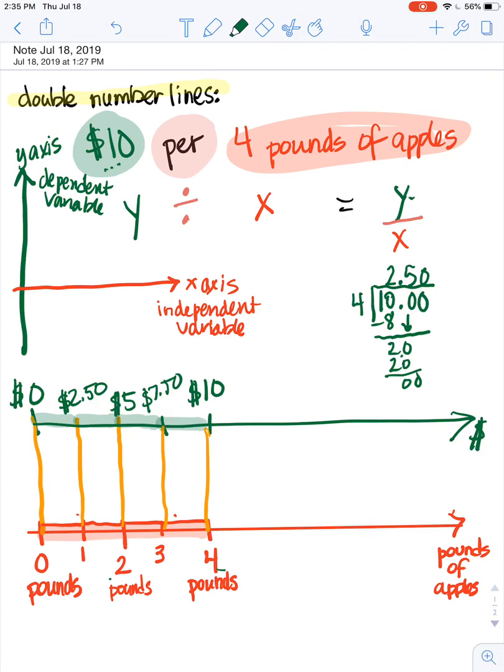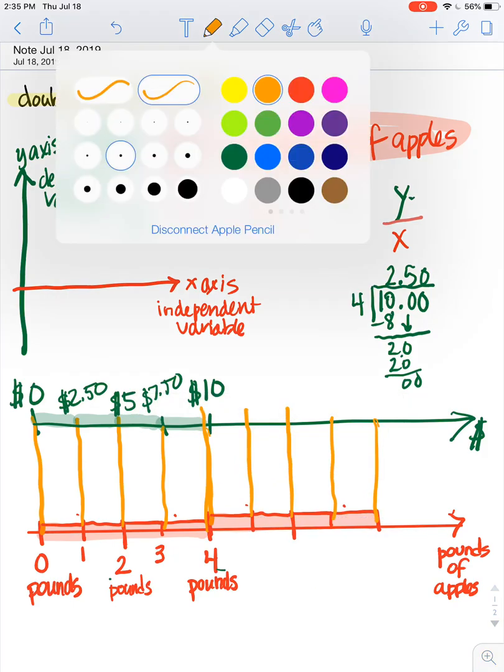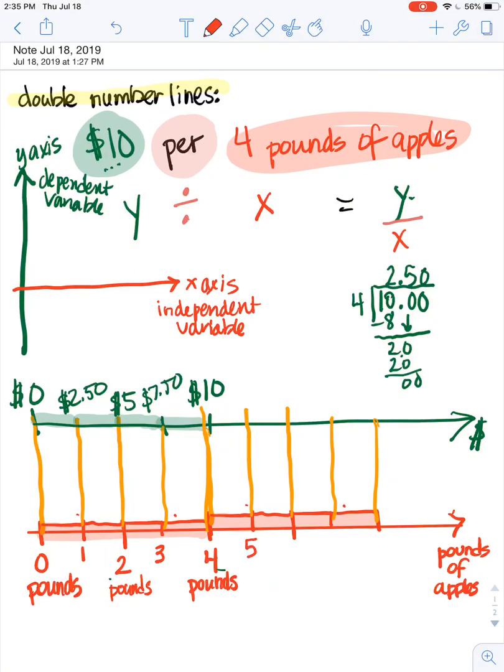What's really cool about this is you can just copy this and create a whole new section. I can bring this whole new section right here. It's exactly the same, and it just keeps going on. So 4 is there. This is one more, 5 pounds, 6 pounds, 7 pounds, 8 pounds. Since we already did the $10, we're just going to add $10 to each. So instead of $2.50, this is going to be $12.50. Instead of $5, this is going to be $15. Instead of $7.50, this is going to be $17.50. And instead of 10, this is going to be 20.